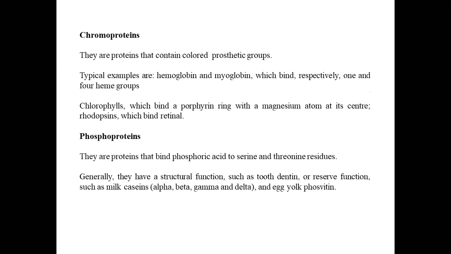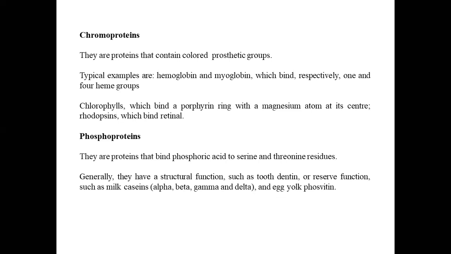Remember? Anyone want to discuss this one? Chromoproteins have a colored prosthetic group. For example, hemoglobin, myoglobin, which has one or more, sometimes four, heme groups. Chlorophyll, which binds a porphyrin ring with a magnesium ion at its center. So these all are chromoproteins.